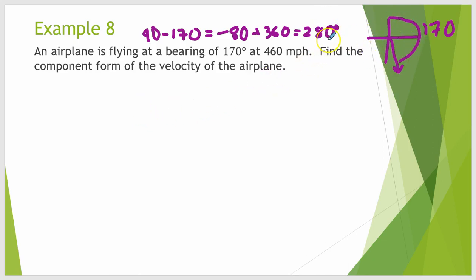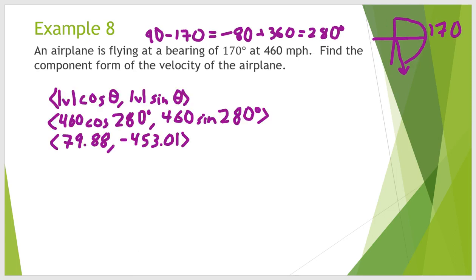So now that we've rewritten the angle as 280, we can use our formula for finding the component form, magnitude cosine and magnitude sine. So here's the formula I was referring to that was covered in an earlier video. Since the magnitude of this plane was 460 miles an hour, we just did the magnitude times cosine of the angle and magnitude times sine of the angle. And this gave me the values 79.88 and negative 453.01.